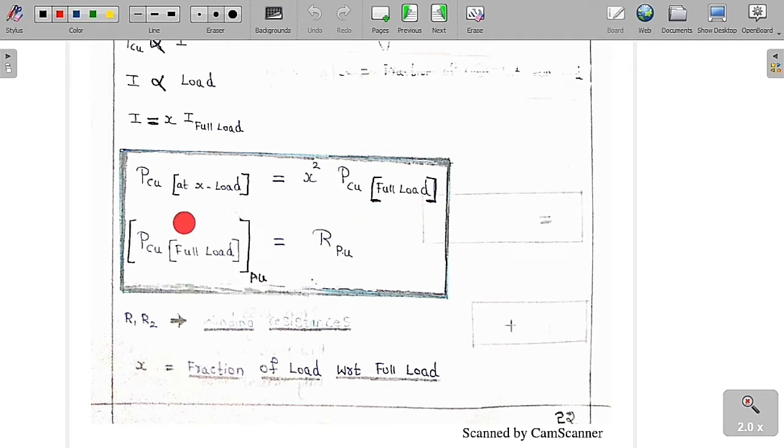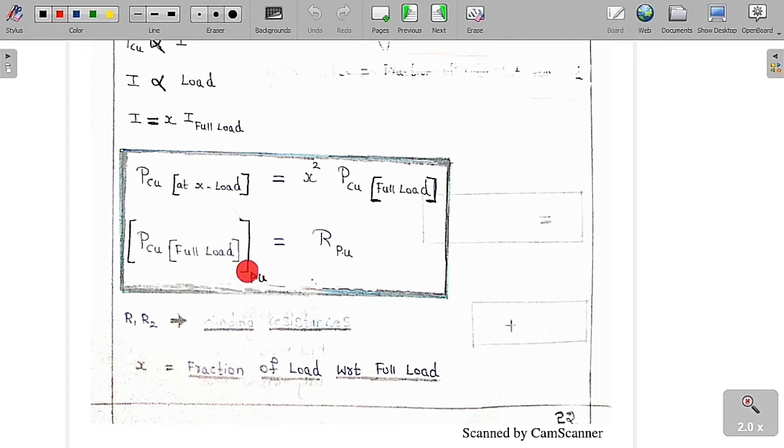So the copper loss at any x load, any fraction of x load, is equal to x square times the copper loss at the full load, because the current at that load is equal to x times the full load current. I have already told you the copper loss at the full load per unit value is equal to R per unit.